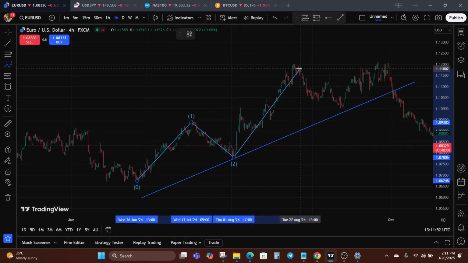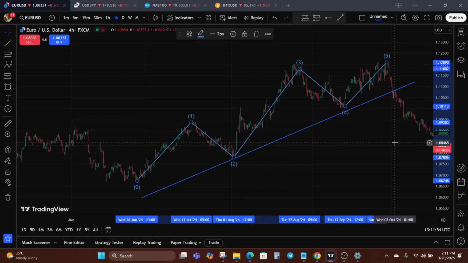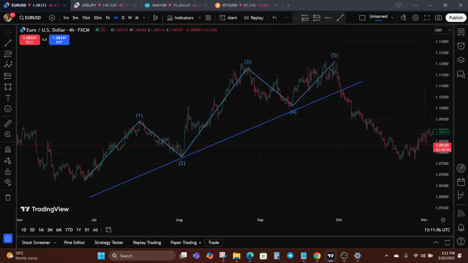One, two, three, 4, 5. These wave patterns are found in all markets, including stocks, Forex, and commodities. Understanding them allows you to anticipate where prices are likely to move next. So let us break it down further. In Elliott Wave Theory, there are 2 primary types of waves: the impulse waves and the corrective waves.